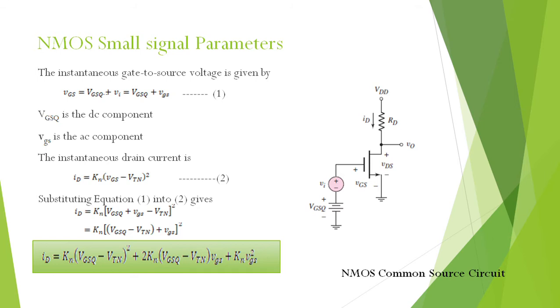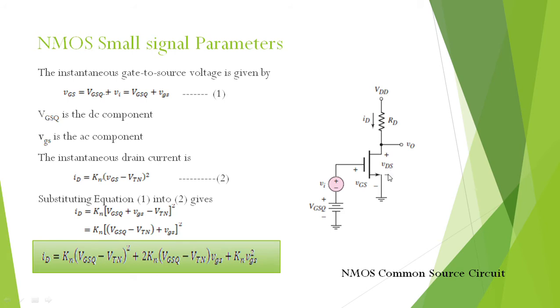The total gate to source voltage applied to this common source circuit is the sum of the time varying signal Vi plus the DC source applied. So from equation 1, it is clear that the gate to source voltage is equal to the DC component VGSQ plus Vi, the time varying sinusoidal signal applied to the circuit. If this applied Vi input voltage increases, then the instantaneous value of VGS increases as well. As VGS increases, the larger value of VGS will give more drain current flowing in the circuit with a smaller VDS.